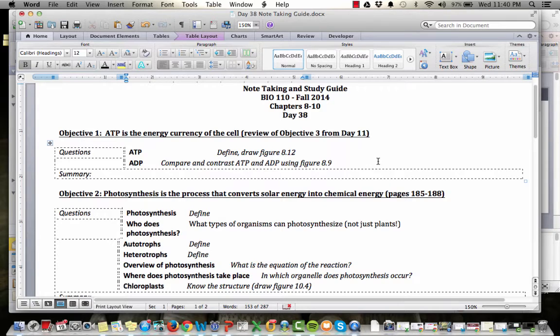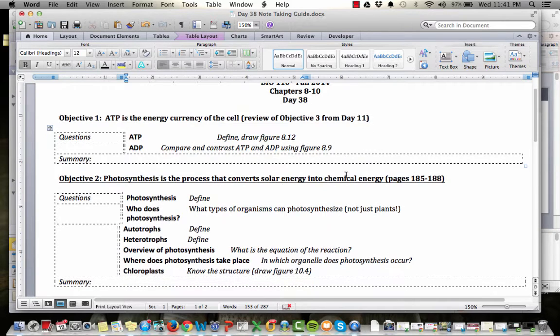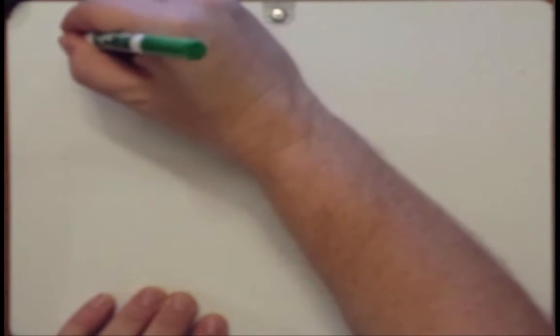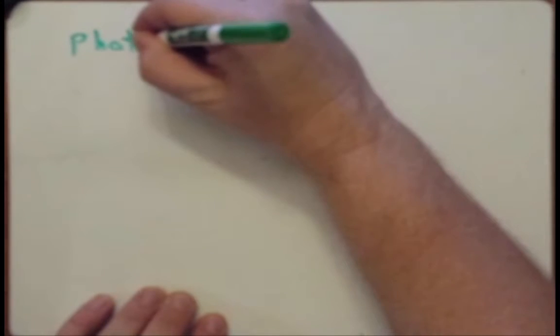In this first podcast, we're going to cover objectives 1 and 2. As you look at this real briefly, you can see there's a lot of review material in these first two objectives, and an introduction of a couple new terms and some ideas. Well, let's go ahead and get started then. All right, let's begin with photosynthesis.